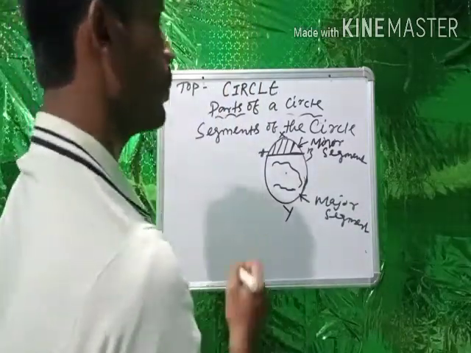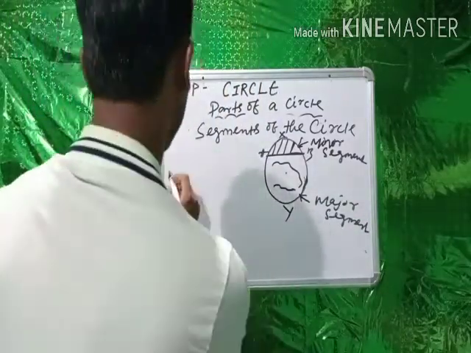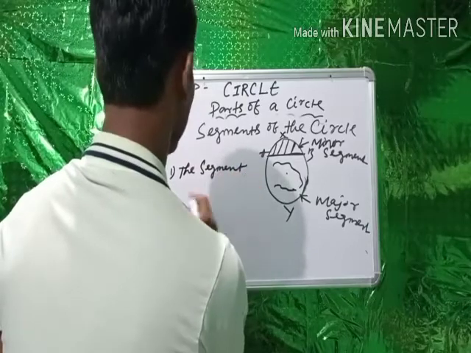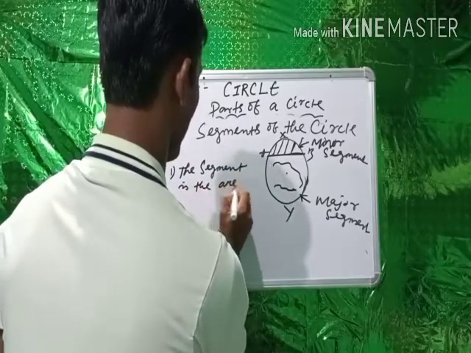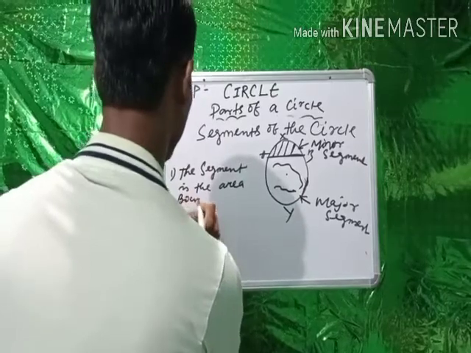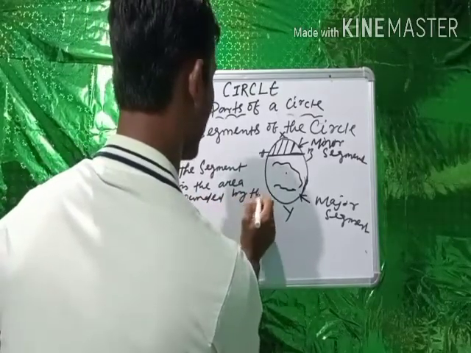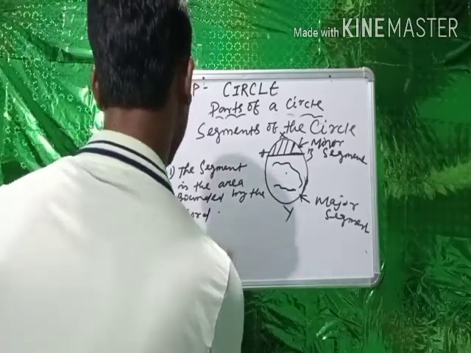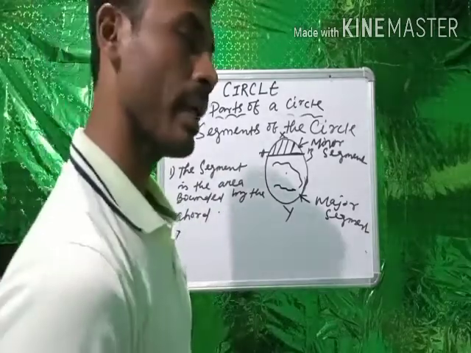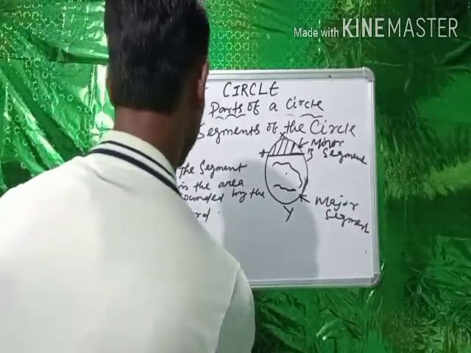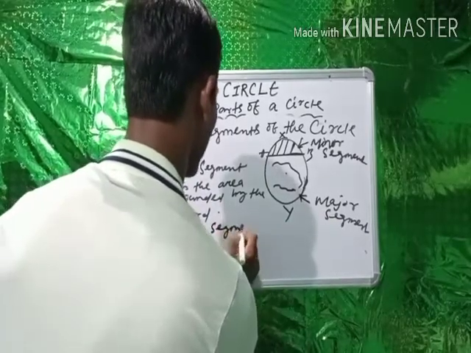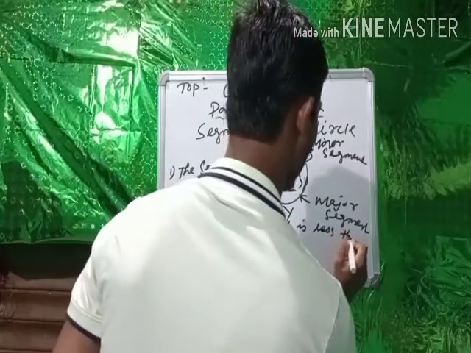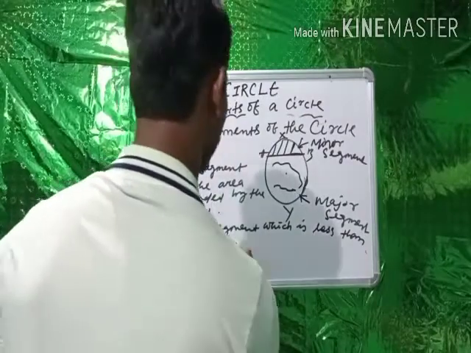Now we will discuss in detail. The segment is the area bounded by the chord, and what is a minor segment? The segment which is less than the semicircle.